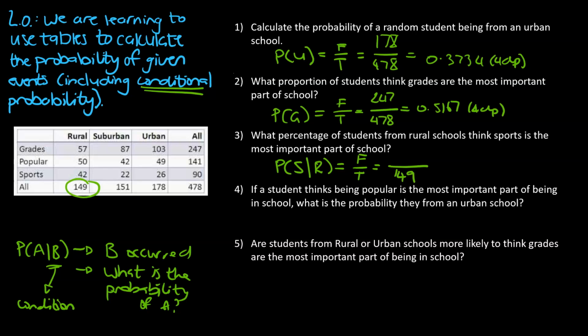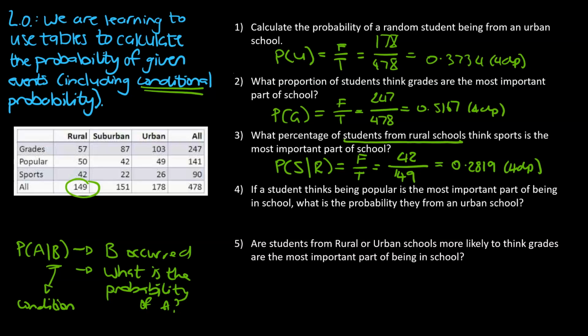And of those 149 students, how many of them thought sports was the most important part of school? 142 of them did. So we've got 42 over 149. We put that into our calculator. That gets us to 0.2819, and I rounded that to 4 decimal points. So hopefully we can see that conditional element come through.